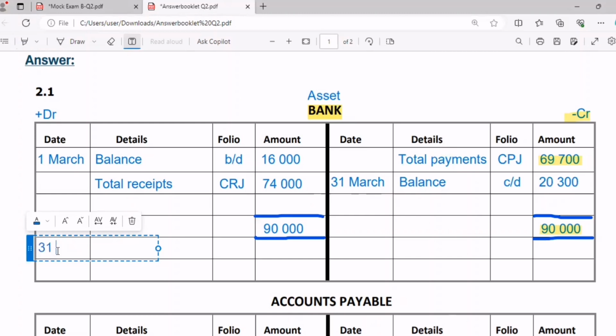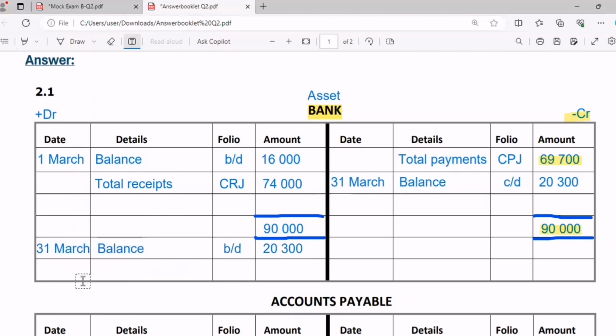So 31st of March, we have the balance at the end of the month. So balance brought down, same amount, 2,300. So guys, this means that at the end of the month, the balance that we are having in the bank is 2,300. So this is the closing balance. So the balance available in the bank account is 2,300. And then guys, we are done with this ledger account.